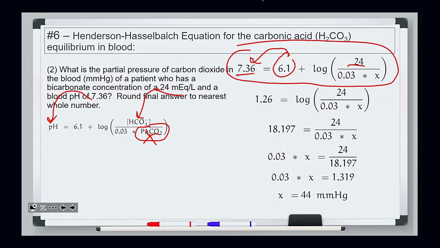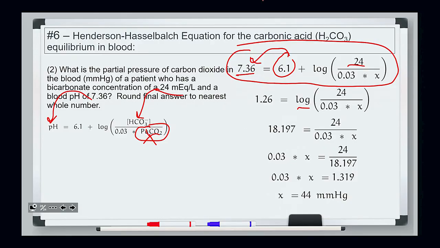Now, geniuses, this is where you haven't done this for a while. How do you get rid of a log? This log has got to go, man. So to cancel the log on the right-hand side, what do I have to do with my 1.26 on the left-hand side? 10 to the x. The opposite function of log base 10 is 10 to the x. Like a natural log, what's the opposite of a natural log? E to the x. Okay, I'm getting blank stares.